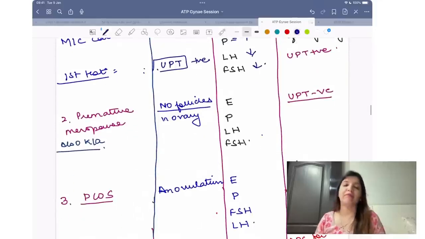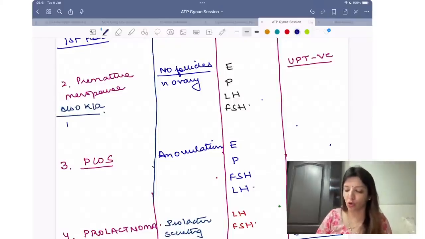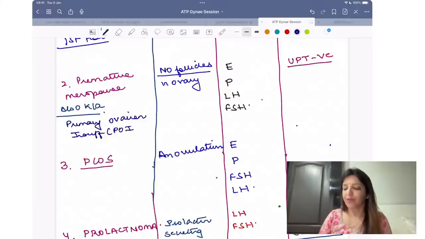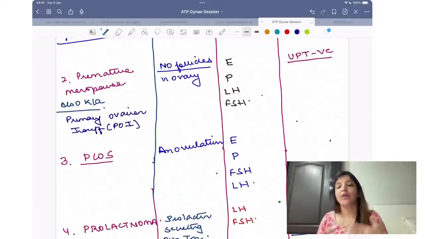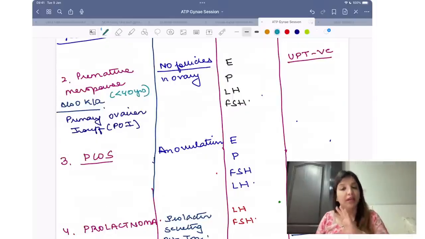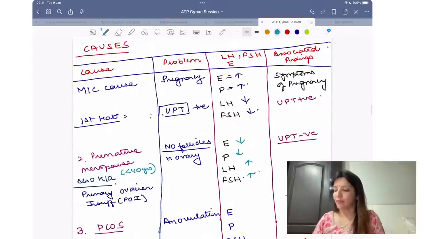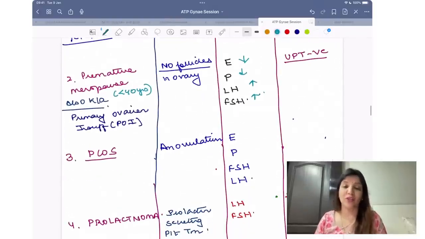Then let's talk about premature menopause. Premature menopause के केस में क्या है? Premature menopause is also called as primary ovarian insufficiency, POI. When do you call it as premature menopause? When menopause is happening at less than 40 years. Now there are no more follicles in the ovary. Because there are no more follicles, estrogen decreased, progesterone decreased, LH, FSH increased. But UPT is negative. Your question will say UPT negative, LH, FSH increased.